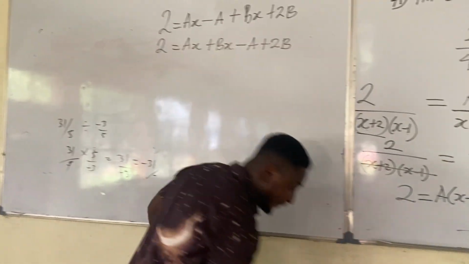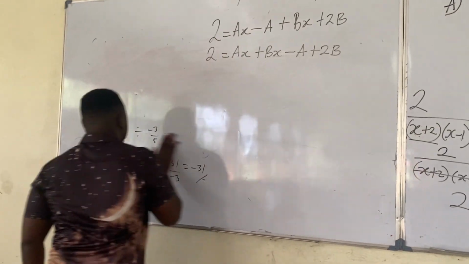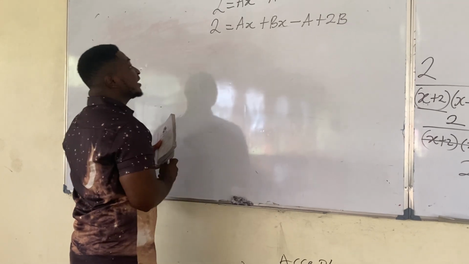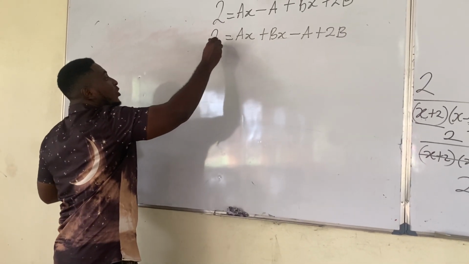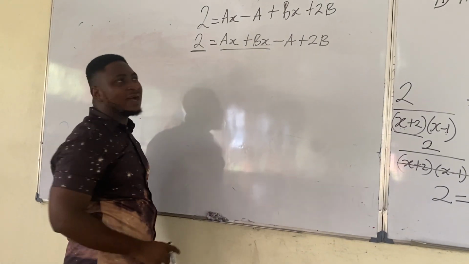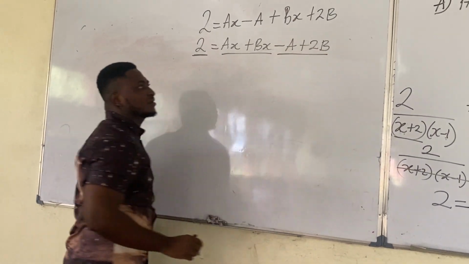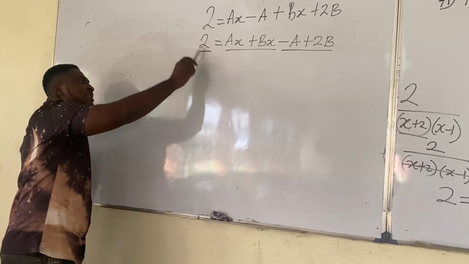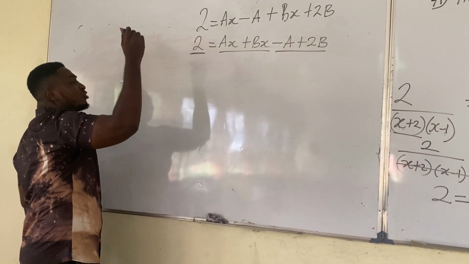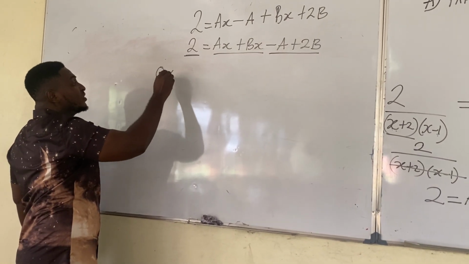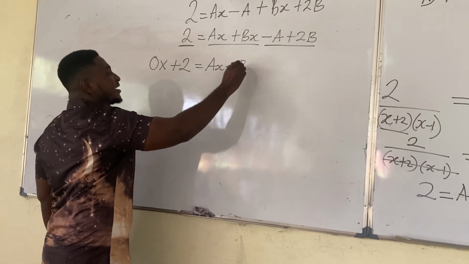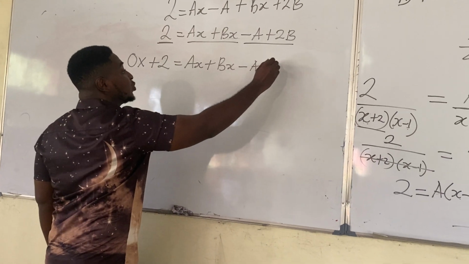Class, it's almost time to do something. Notice on the left hand side we have only 2, but on the right hand side we have components that are carrying x and components that are not carrying x. We don't have a representative of the component that is carrying x on the left hand side. So we're going to introduce it by saying 0x plus 2 equals ax plus bx minus a plus 2b.